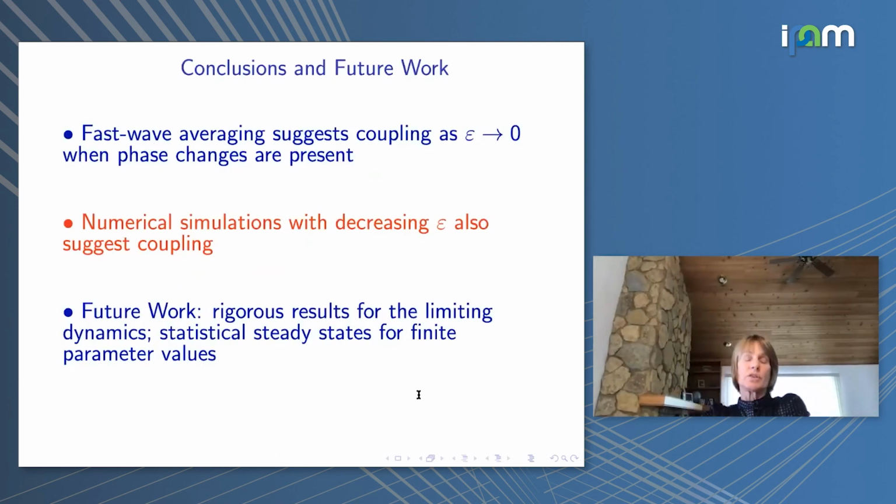And so I'll just finish up here and summarize. So we've done a formal calculation that strongly suggests that coupling between fast and slow components will exist for the limiting dynamics when phase changes are present. We have some numerical simulations for decreasing epsilon that also strongly suggest that coupling will persist.